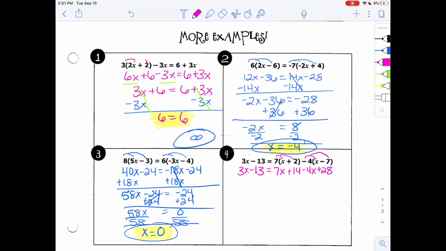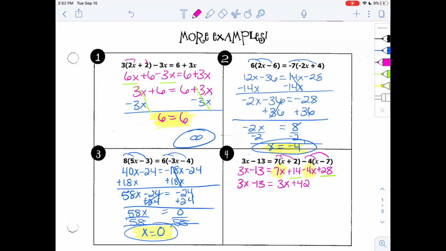Next, I need to check to see if I have any like terms. I do not have any like terms on the left side, so I'm going to go ahead and bring down that side of my equation. I do have like terms on the right side. I can combine 7x and negative 4x. When I combine these two, I get 3x. I can also combine 14 plus 28. 14 plus 28 results in a positive 42.